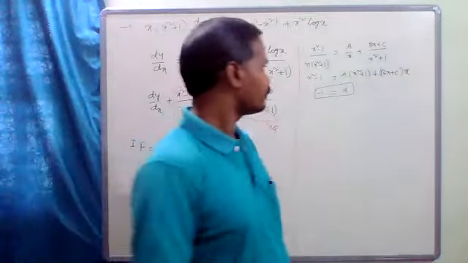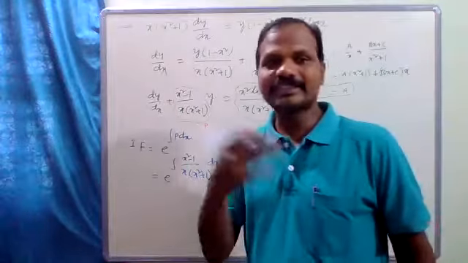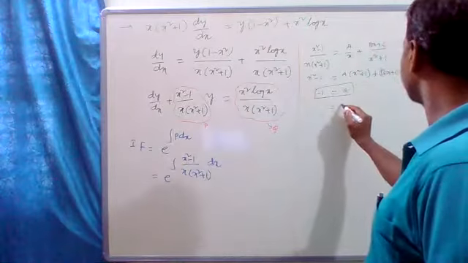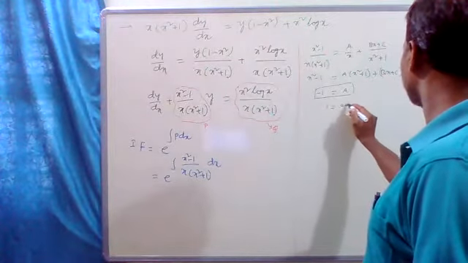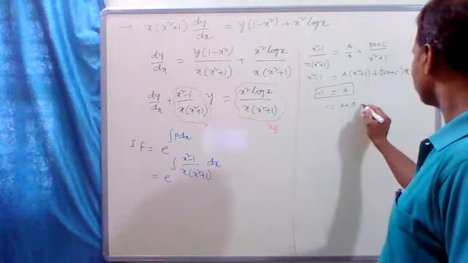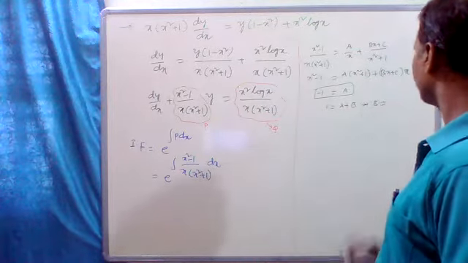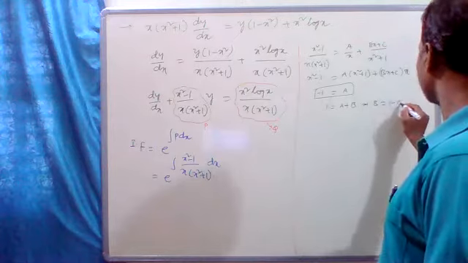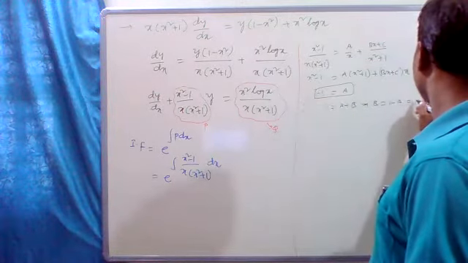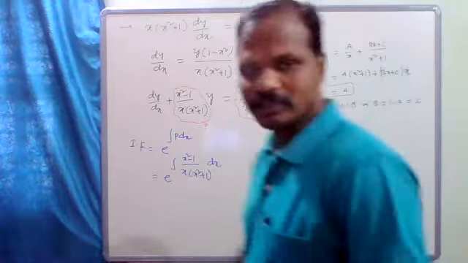Fine. Now take the x² coefficient. The x² coefficient is 1 here. Here the x² coefficient is A + B. So this implies what is B? B = 1 − A. A value is −1, so 1 + 1, which is 2. So B value is 2.